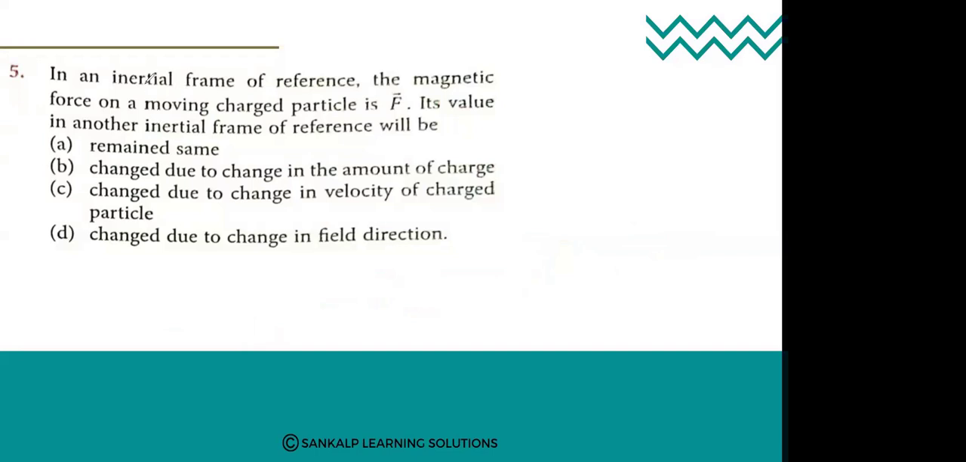So they are saying, in an inertial frame of reference, the magnetic force on a moving charged particle is F. Its value in another inertial frame of reference? So in one inertial frame of reference the magnetic force is given by F. What about in another inertial frame? What happens to the magnetic force?